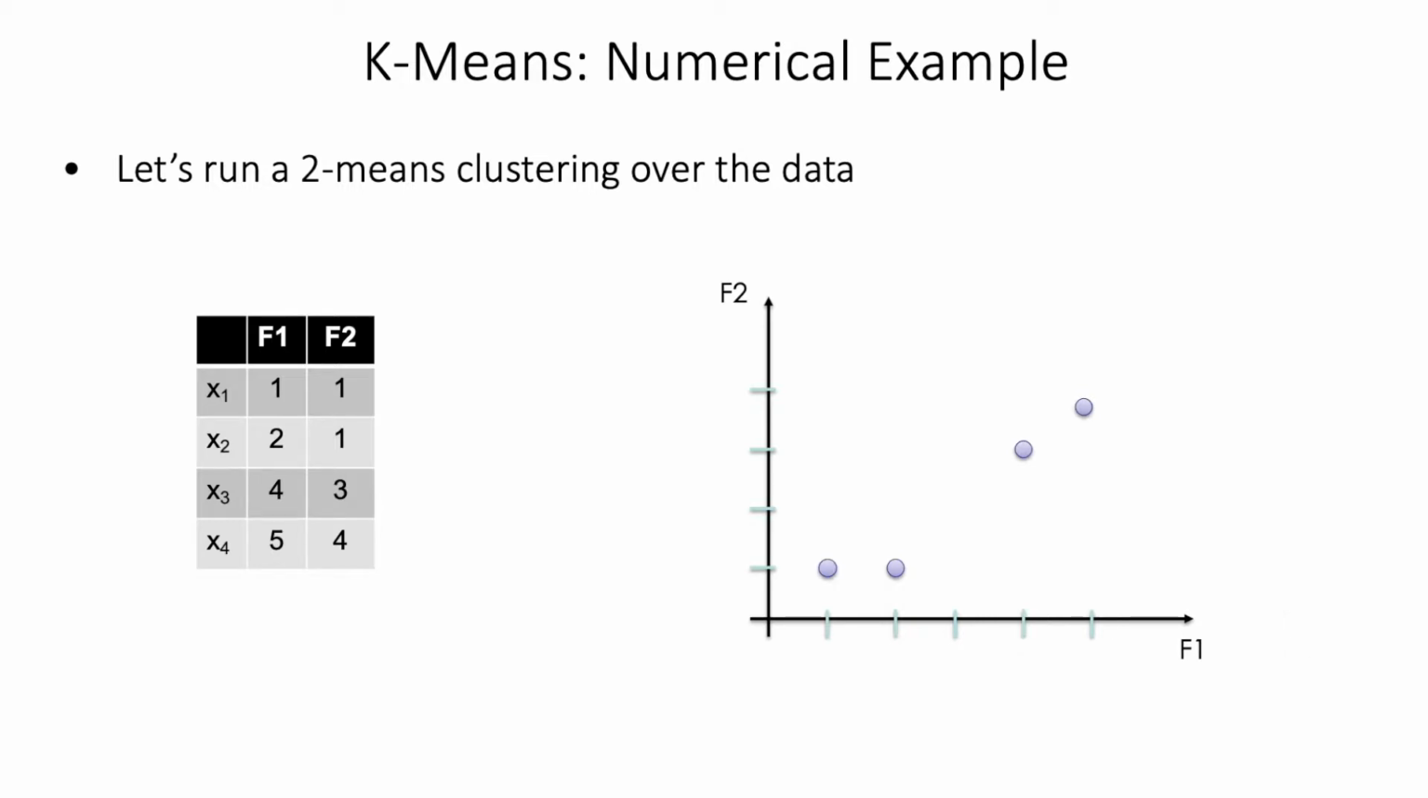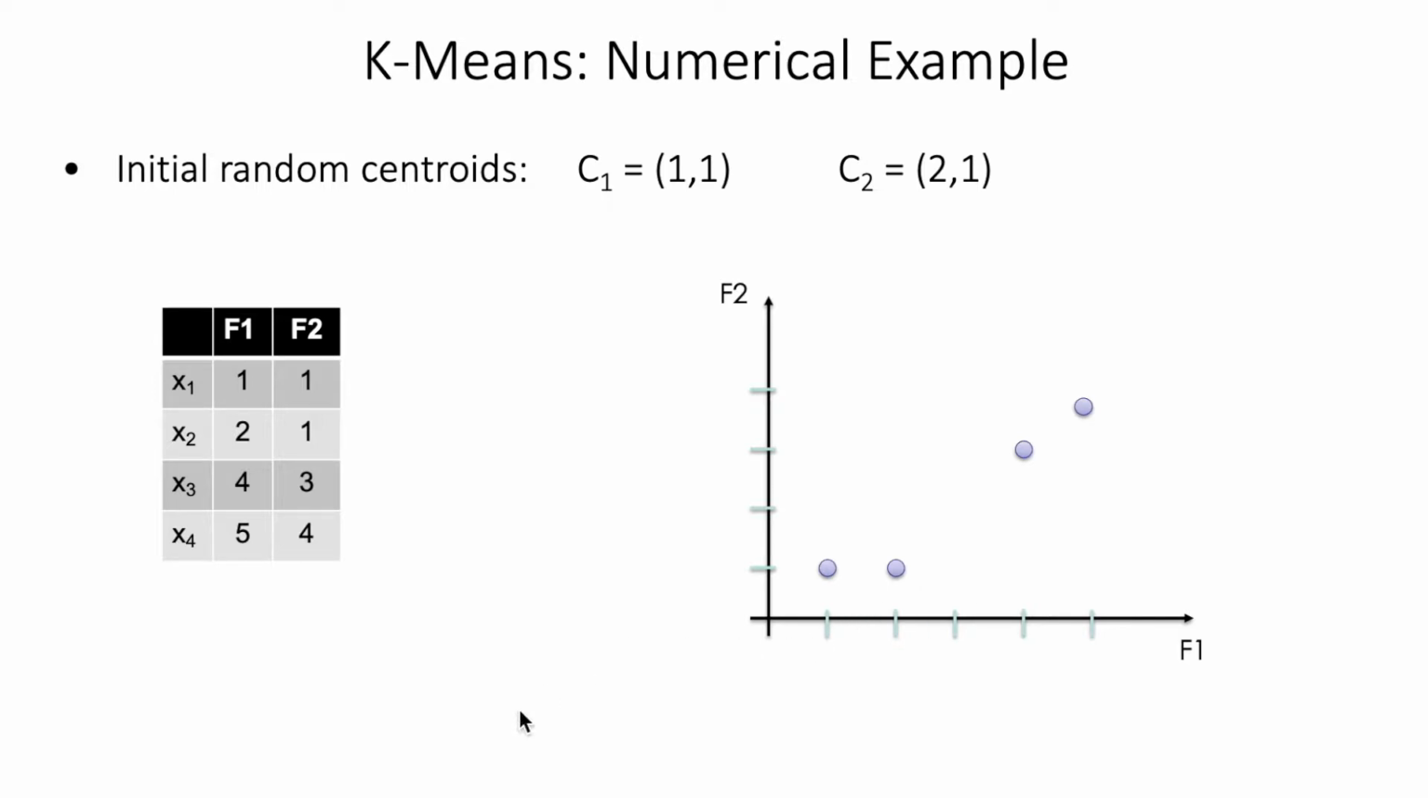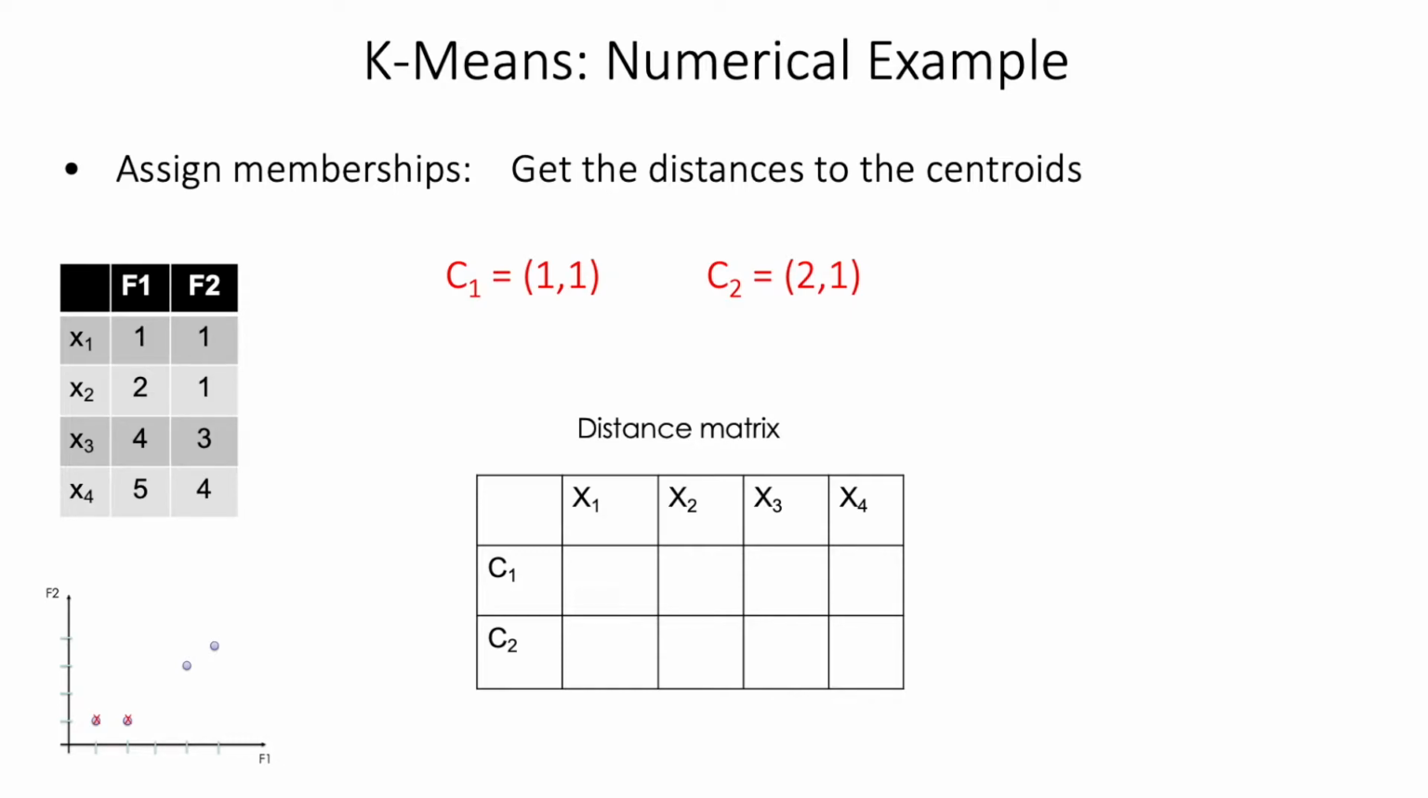As you know, the initial step is to generate 2 random centroids. So let's assume that the random initial centroids are the ones shown there, (1, 1) and (2, 1). We plot them here as red crosses. Now the first thing is to assign the memberships according to those centroids.